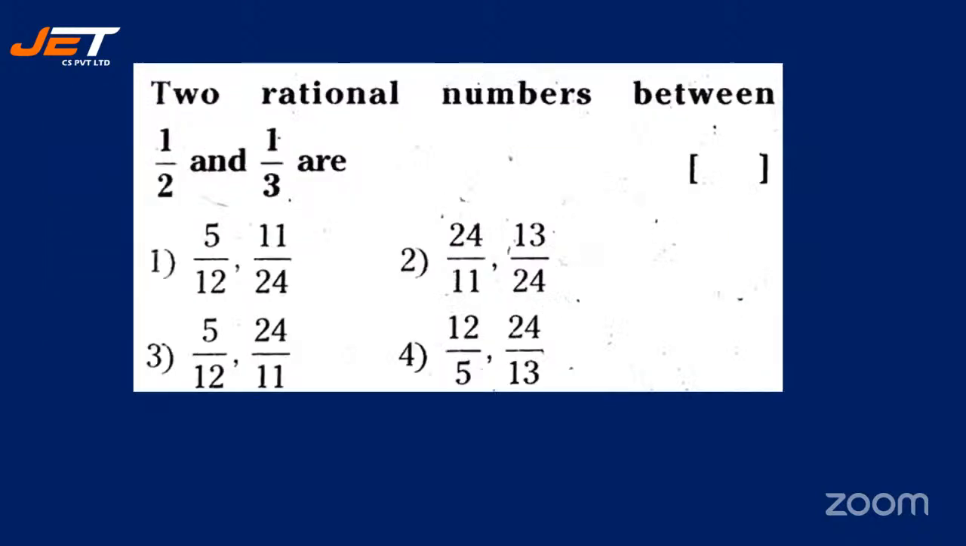Two rational numbers between 1 by 2 and 1 by 3 are dash. Option 1, 5 by 12, comma 11 by 24. Option 2, 24 by 11, comma 13 by 24. Option 3, 5 by 12, comma 24 by 11. Option 4, 12 by 5, comma 24 by 13.